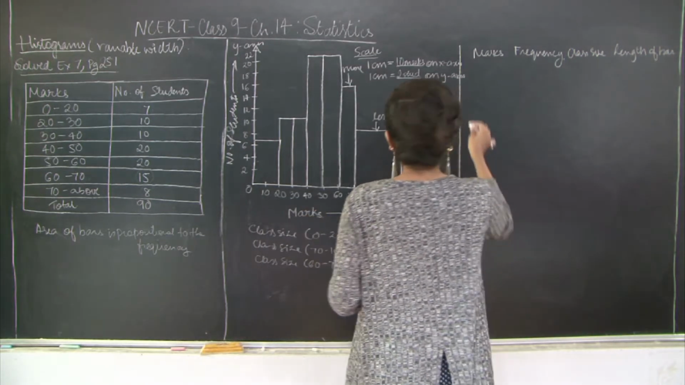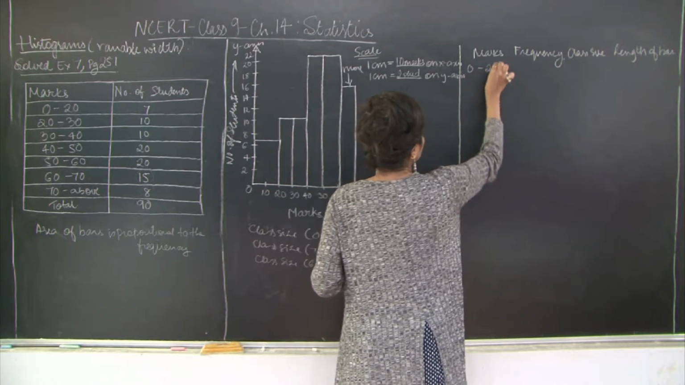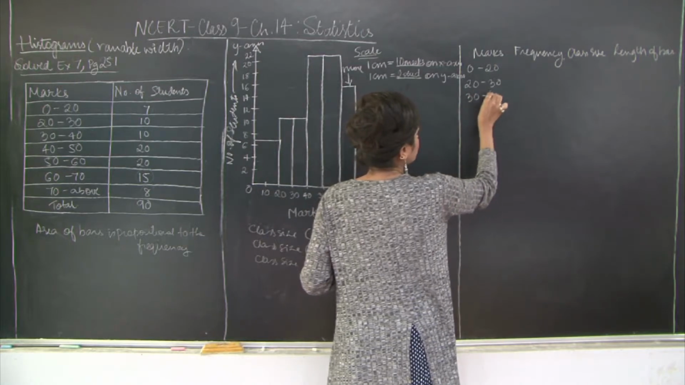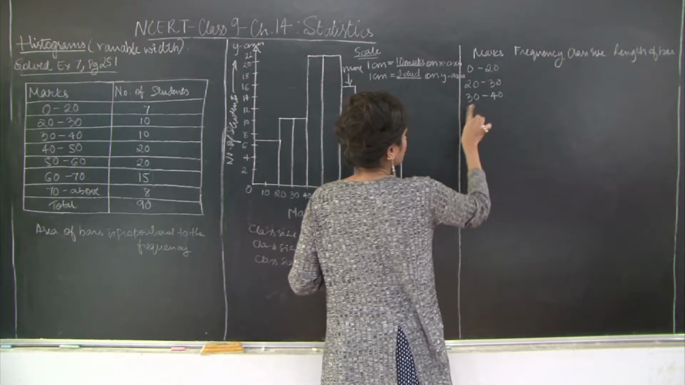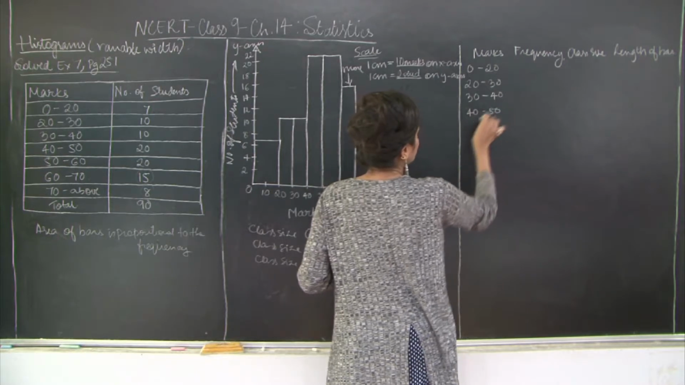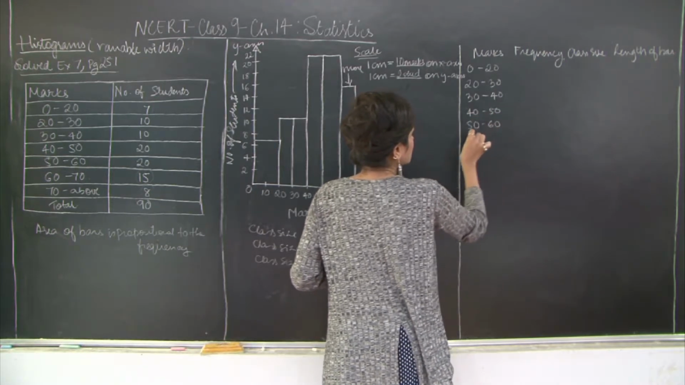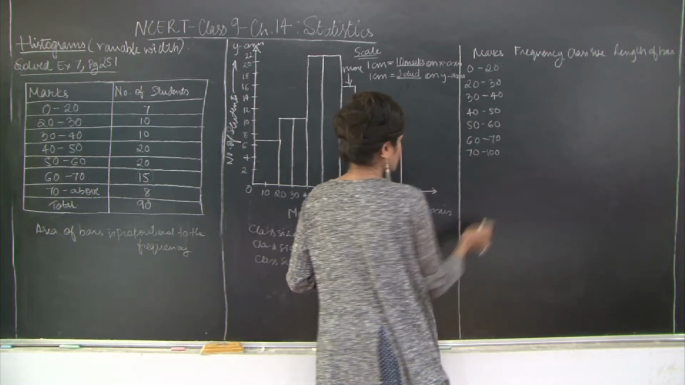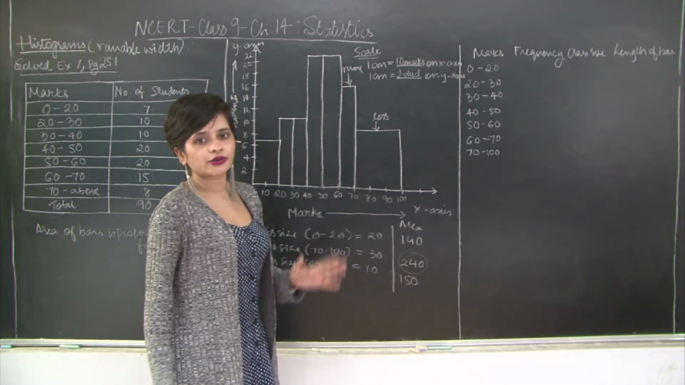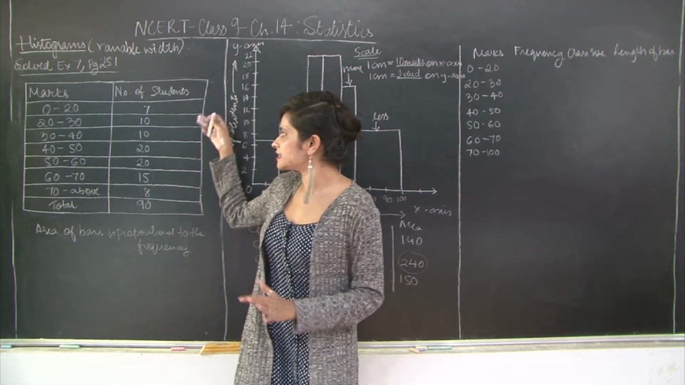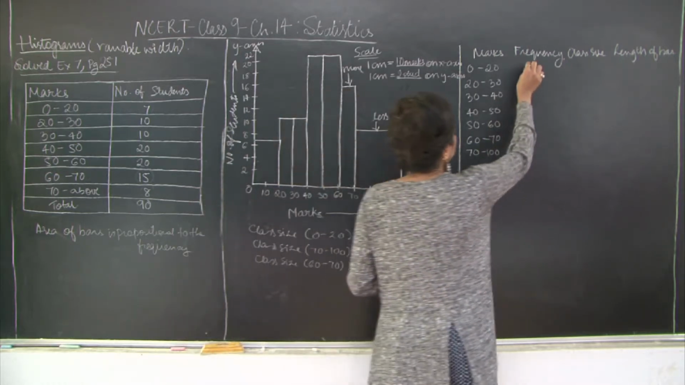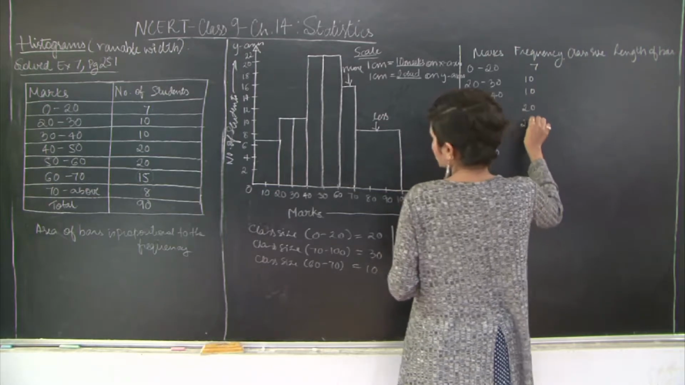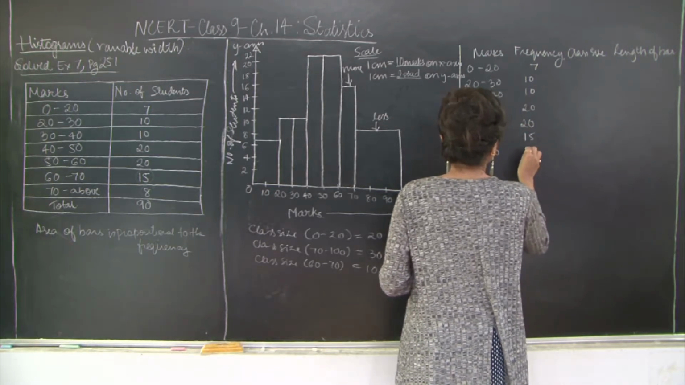Okay, so what are the marks? The marks are 0 to 20, and then you have 20 to 30, then you have 30 to 40, then 40 to 50, 50 to 60, 60 to 70, 70 to 100. Okay, since we are taking until 100. Now we are just going to write down the frequency from the table itself, which is 7, 10, 10, 20, 20. So let me write this down. 7, 10, 10, 20, 20, 15 and 8.